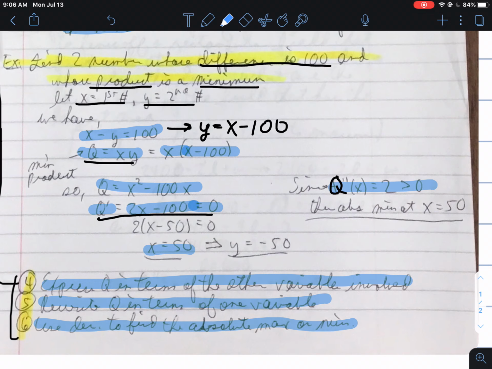And of course, if you look at the function, q is a quadratic, ultimately, right? Q is x squared minus 100x. It's a quadratic function. We know the graph of that is a parabola, right? So it makes sense that there would be an absolute minimum value. And we just found it to be at x equals 50, right?